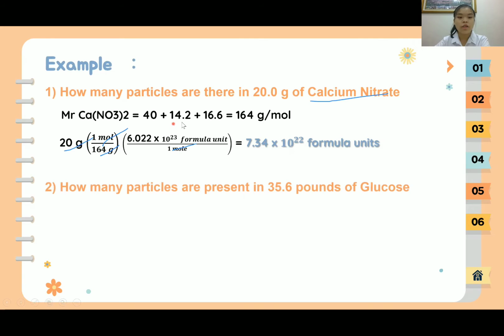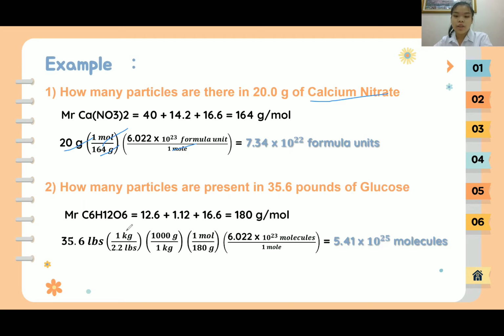Second example is, how many particles are present in 35.6 pounds of glucose? Same like example number 1, we need to find the molar mass of glucose. The chemical formula of glucose is C6H12O6, in which C is carbon, H is the hydrogen, and O is the oxygen. Because there are 6 carbon in there, so 12 times 6. 12 is the atomic mass. Plus 1 times 12, 1 is the atomic mass, 12 is the atoms in the glucose. Plus 16, 16 is the atomic mass, times 6 because there are 6 oxygen in glucose, which is equal to 180 gram per mole.